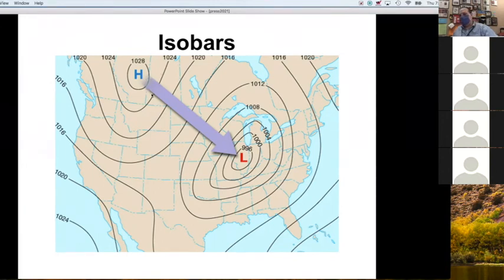And we learned earlier in the week, wind, which moves fast, wind always moves from high pressure to low pressure. So we know where the wind is going to come from if we measure the pressure. Here, the wind is going to come from Canada and push down toward Indiana. High and low.